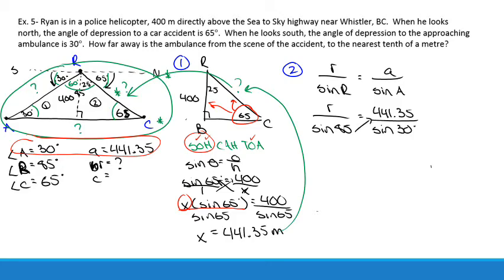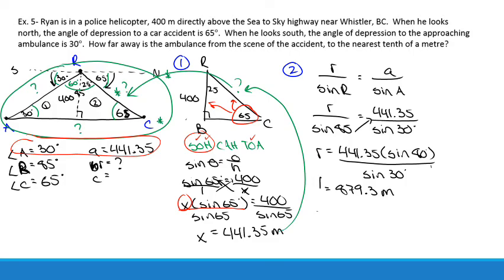And because I've set it up kind of smart, I only have to do half my cross multiplication. R equals 441.35 times sine 85 divided by sine 30. All right, crunch numbers now, get out your calculator. Again, if your calculator doesn't make sense to you, talk to a teacher, talk to myself. We got to make it make sense. Make sure it's in degrees. I get 879.34, I guess just 3 meters. So it's roughly 880 meters away, that ambulance.